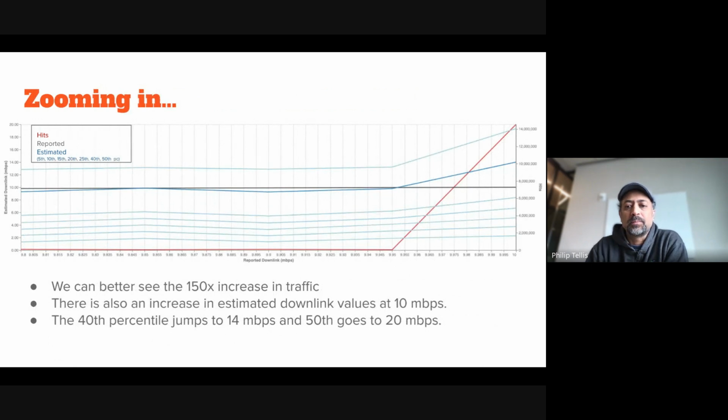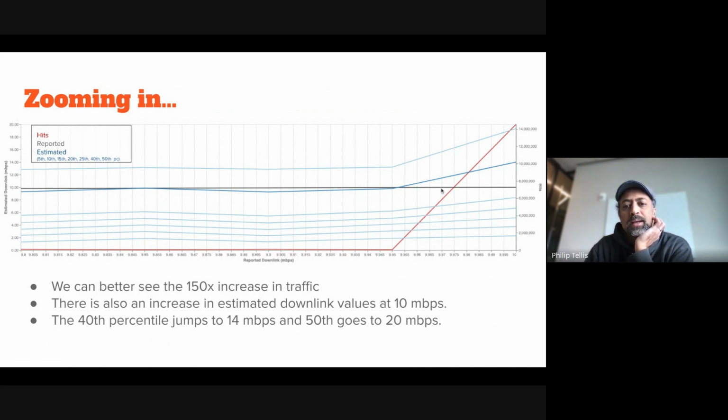And so I zoomed in a little more here, just going from the 9.8 to 10. And there are far more percentiles here, so 5th, 10th, 15th, 20th, 25th, 40th, and 50th. And we see that there's this jump up from here, right at the 9.95 to 10. Everything moves up, suggesting that the range of traffic is much more.